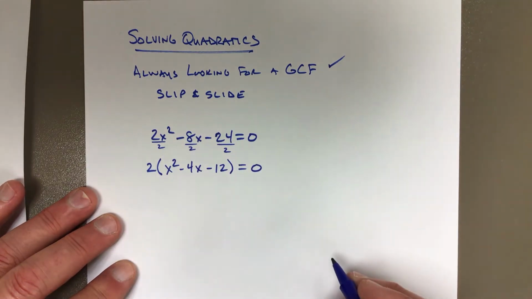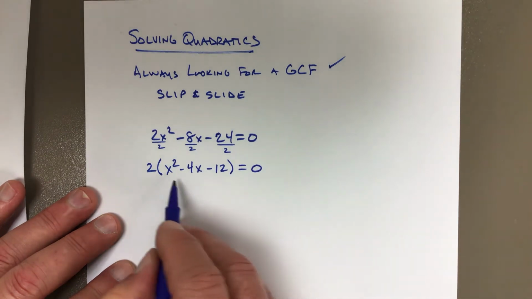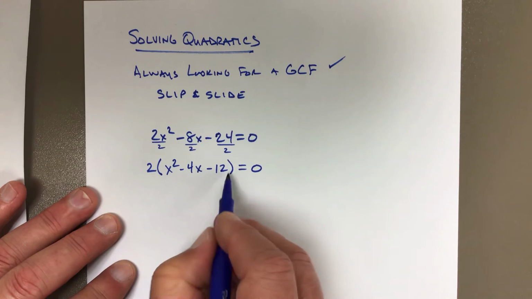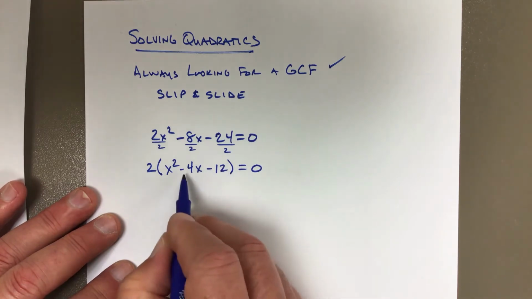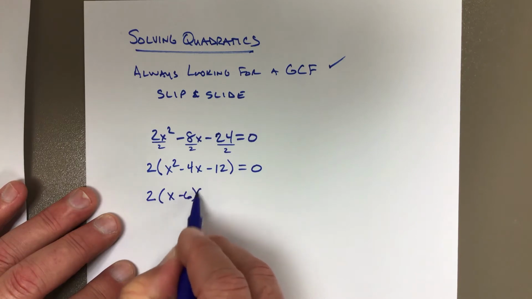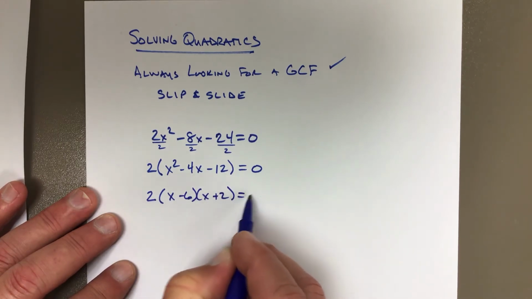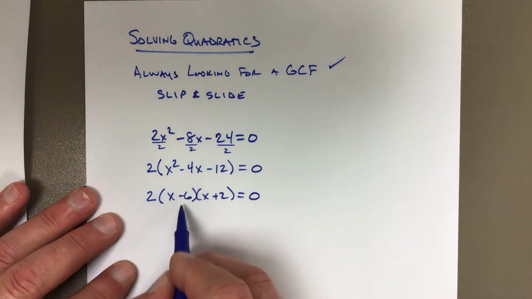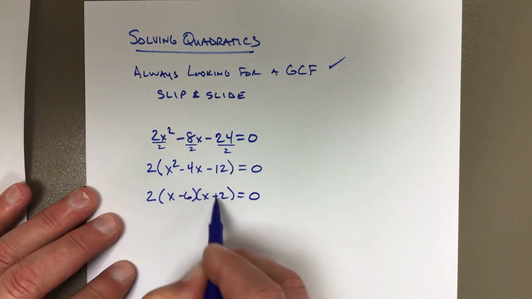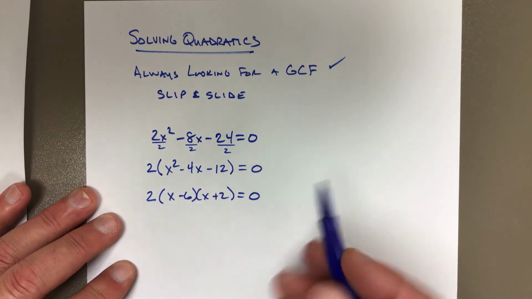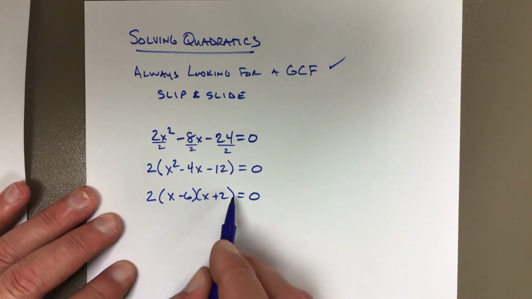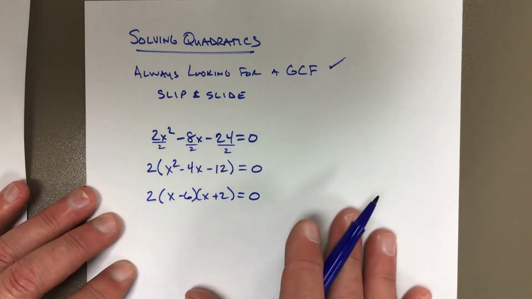All right, so now, again, we always have to think about, can we factor this? Are there 2 factors out there that give me negative 12 that add up to negative 4? Sure there is. There's x minus 6 and x plus 2 is equal to 0, because negative 6 times 2 is negative 12 and negative 6 plus 2 is negative 4. Now we've got it down to our factors, so we have to set everything equal to 0.